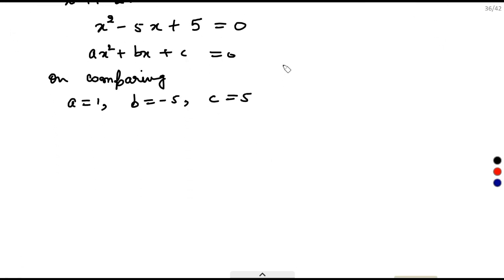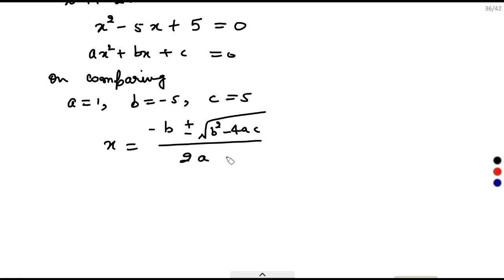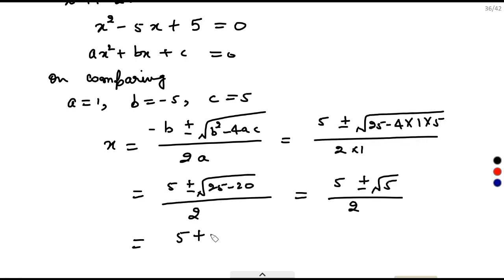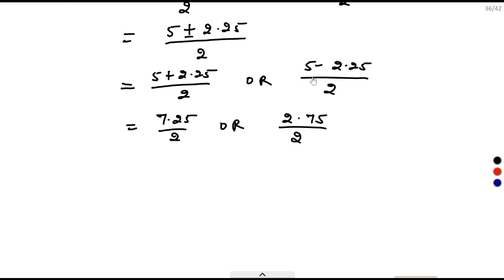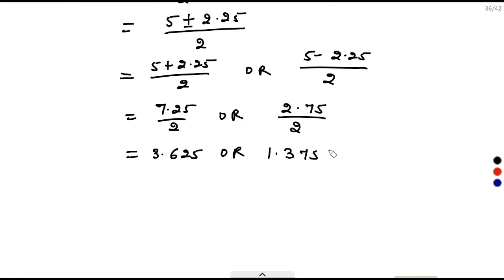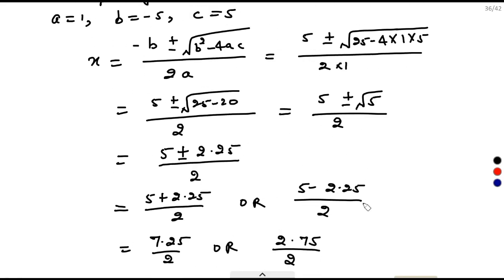Now use quadratic formula to find X, that is minus B plus minus under root B square minus 4AC upon 2A. For first root, consider positive sign, and for second root, consider negative sign. These are the roots.